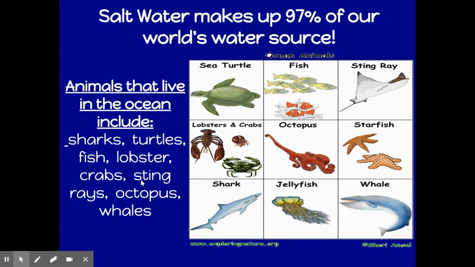Salt water makes up 97% of our world's water source. That means most of the water on Earth is salt water. Animals that live in the ocean include sharks, turtles, fish, lobster, crabs, stingrays, octopus, and whales. Even some starfish.